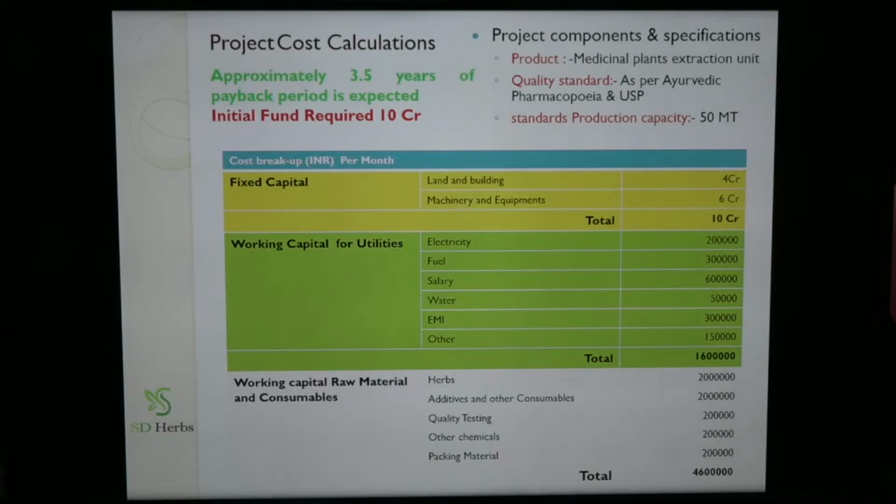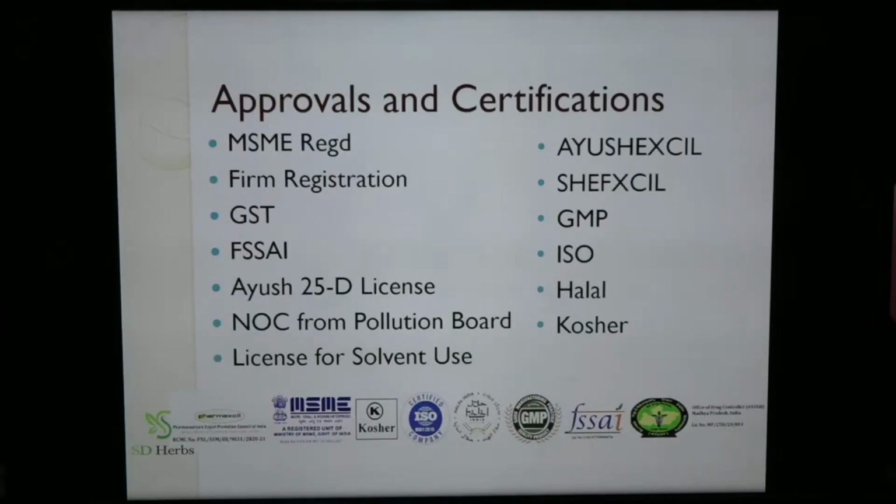Then few certifications, next please. Few certifications and approvals are also required. These are: first you have to go for the MSME registration, then your firm registration, GST, FSSAI, Ayush license, NOC from the Pollution Board, license for the solvent use. Then you have to go for Ayush Excel, SEPC Excel, GMP, ISO, Halal and Kosher certification.